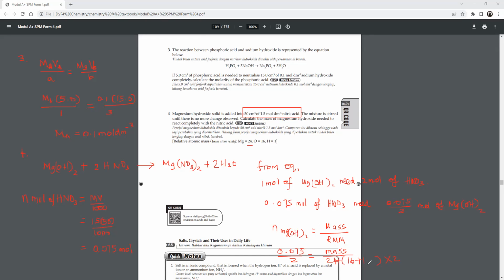Right? So finally the mass will be equivalent to, I press it down, 58 times 0.075 divided by 2. I'll get 2.175 gram.